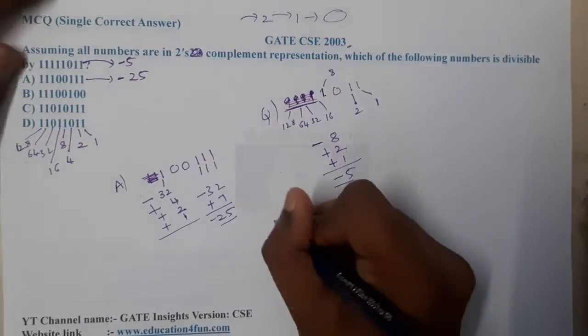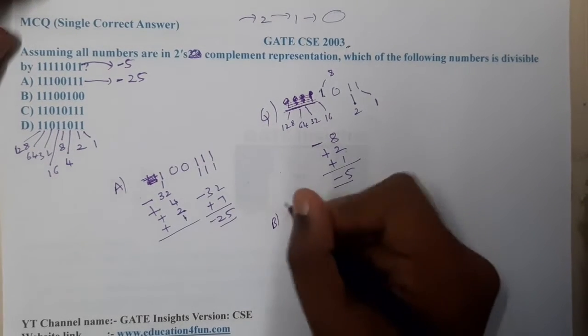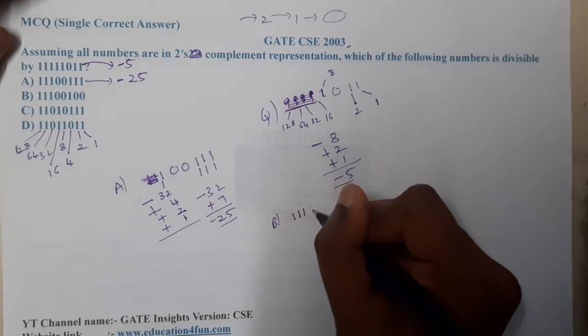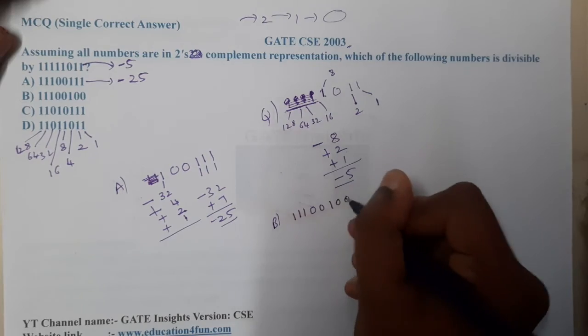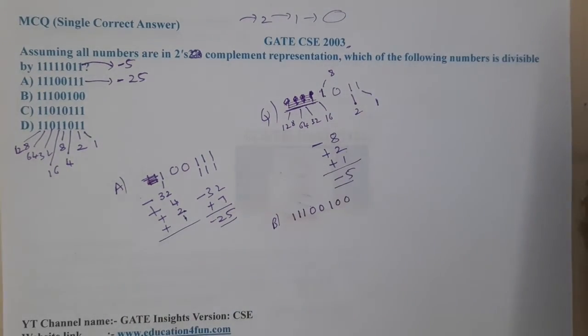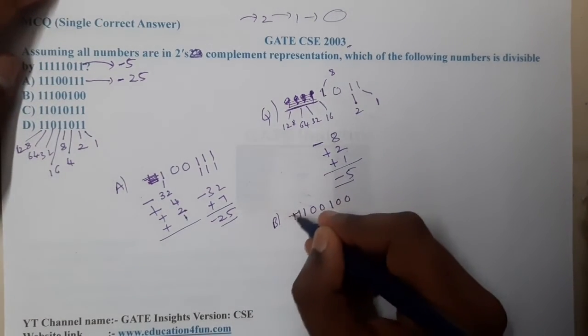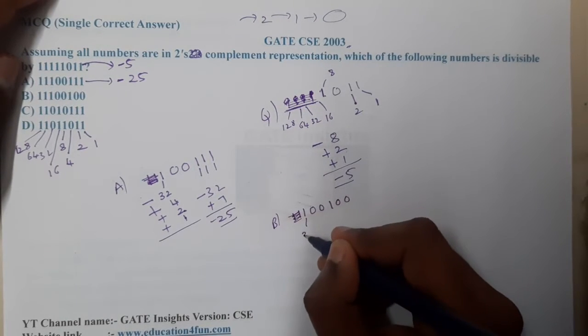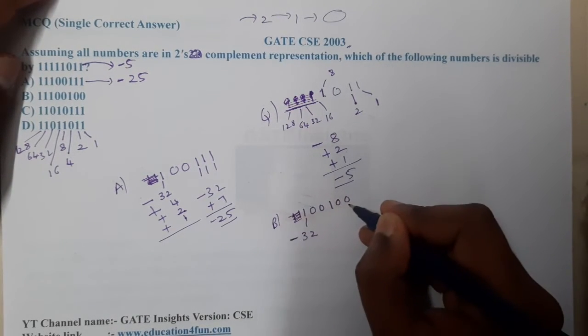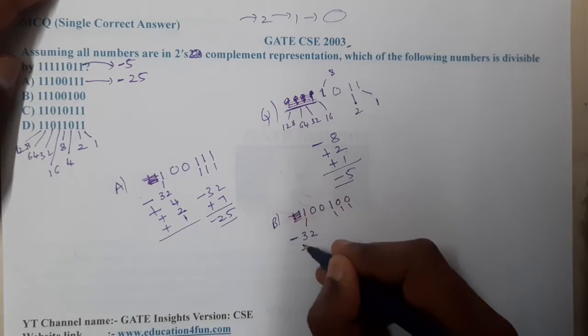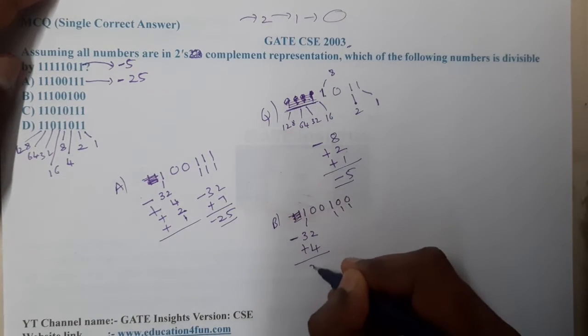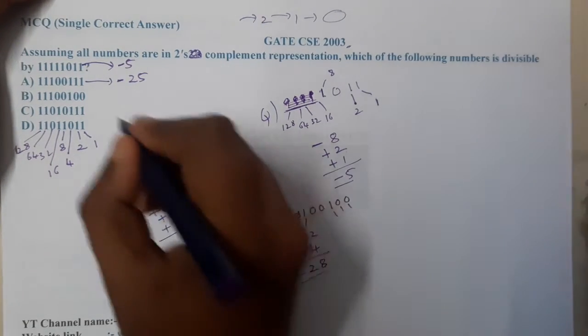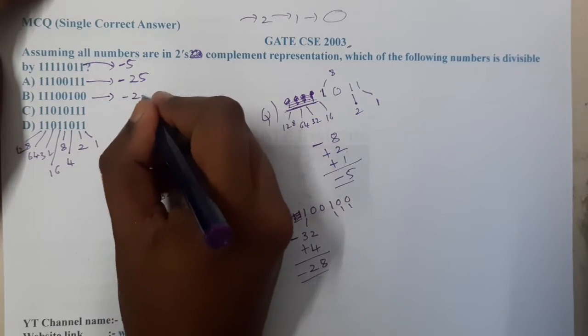Now moving on to option B. It is 1, 1, 1, 0, 0, 1, 0, 0. Again, the first two bits will be struck off. So this is minus 32, then this is 1, 2 and 4, so you are adding 4 to it. The result is minus 28. So option B is minus 28.